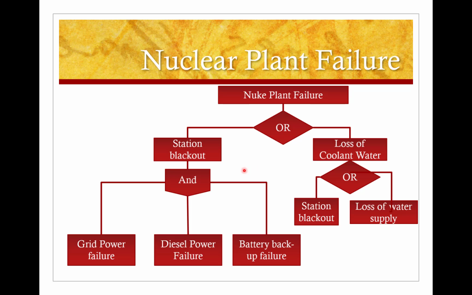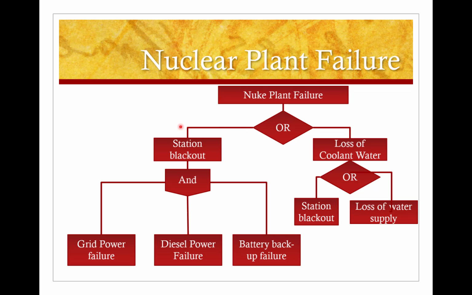And so how would you get these things to occur? Well, you could lose your coolant water if you lost your water supply or if station blackout occurred. So it's interesting, you'll note that we have this top level event, which is the thing we don't want to occur, nuclear plant failure. And that can happen by either station blackout or a loss of coolant water. So this logic gate in here is important.